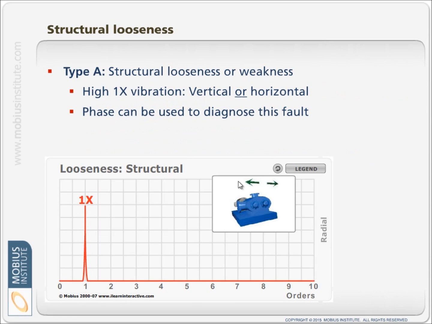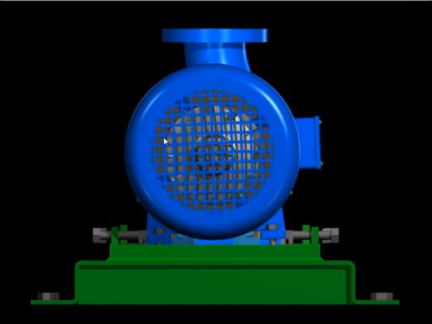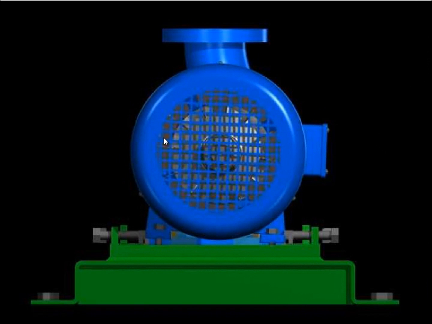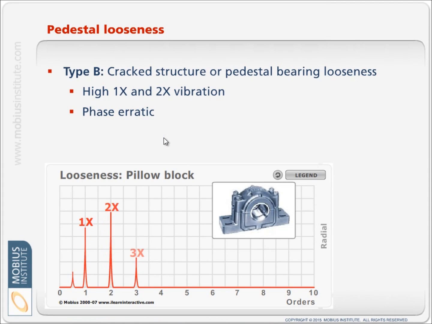So in this particular case, we expect to see high vibration at the running speed, because that's how it's rocking back and forward, generally in the vertical or horizontal axis, wherever it is free to move. We can use phase to diagnose this fault, but more so that we can rule out other things, for example unbalance or resonance. It can look like resonance because the vibration is much higher in just one axis. So here's an animation just showing the motor rocking back and forward.